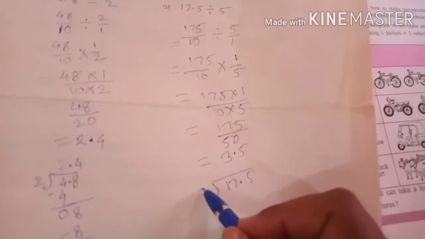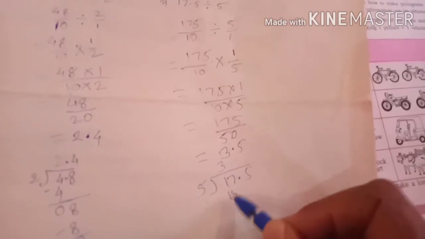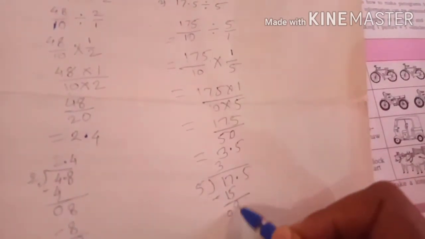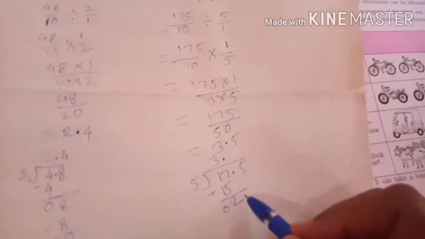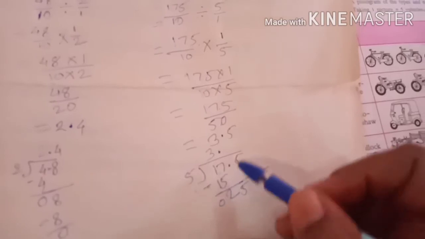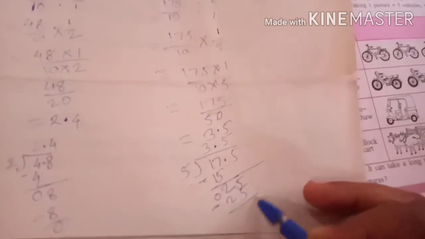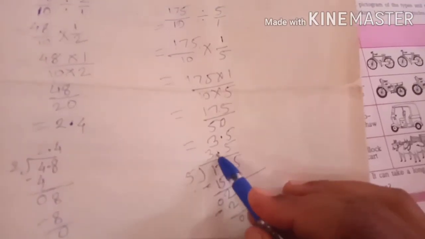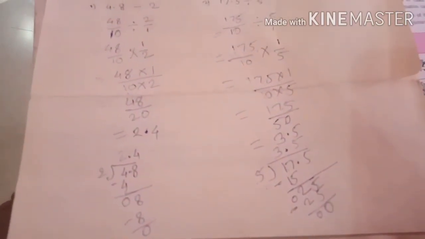75.5 divided by 5. 5 threes are 15. Here is the remainder. The decimal point is given as it is, and here are 5. 5 fives are 25, like this. You may do division of decimal fractions like this, with 2 methods. Understand? Okay.